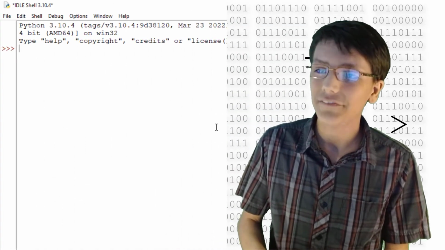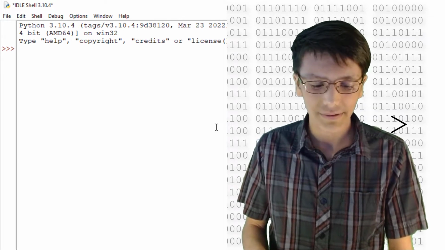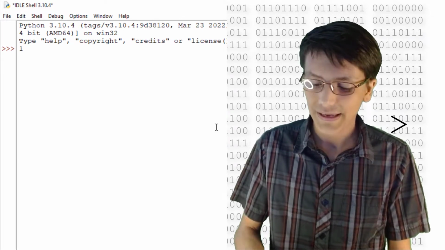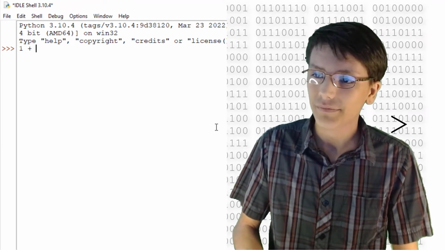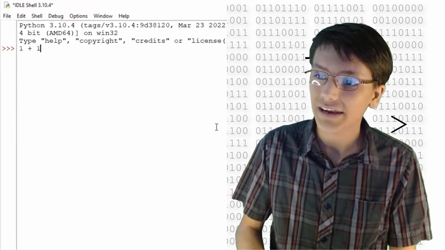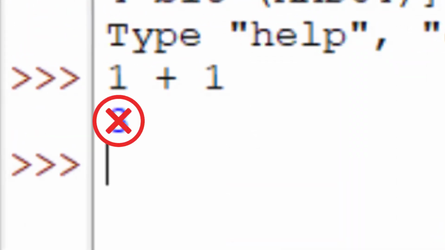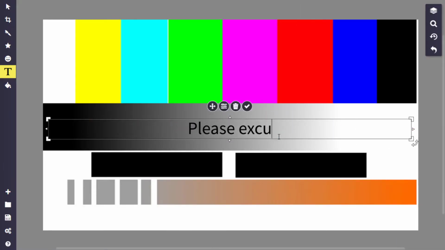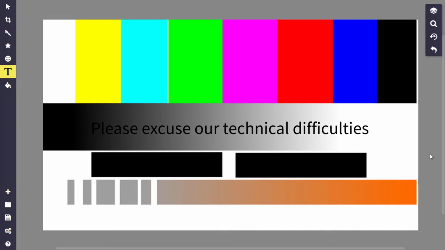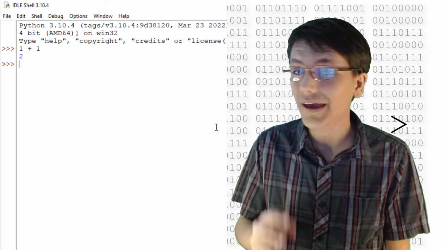On the left, we have the shell. To type in a math problem, all you need to do is type in a number, space, an operator, space, and then another number. The spaces are optional, by the way. If we hit enter, we see that 1 plus 1 equals 3. Wait a minute. That's not supposed to happen. As you can see, 1 plus 1 equals 2, the way it was meant to be.